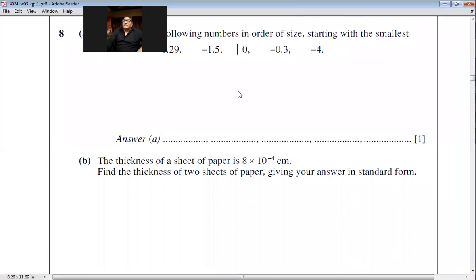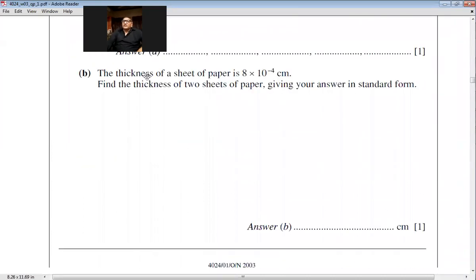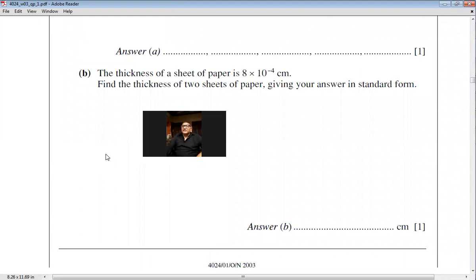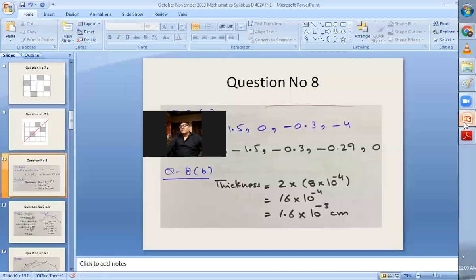So now we move to the next question, that's question number 8, B part. The thickness of a sheet of paper is 8 x 10⁻⁴ centimeter. Find the thickness of 2 sheets of paper, giving your answer in standard form. So this is the thickness of 1 sheet of paper, and if you want to find the thickness of 2 sheets of paper, you multiply it by 2. I've done this on paper. Let me show you my work.